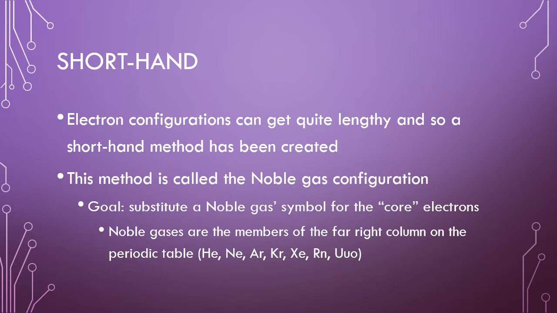For those who do not know, the noble gases are the members of the 18th column on the far right of the periodic table. These are helium, neon, argon, krypton, xenon, radon, and unobtainium, a theoretical element that is man-made.